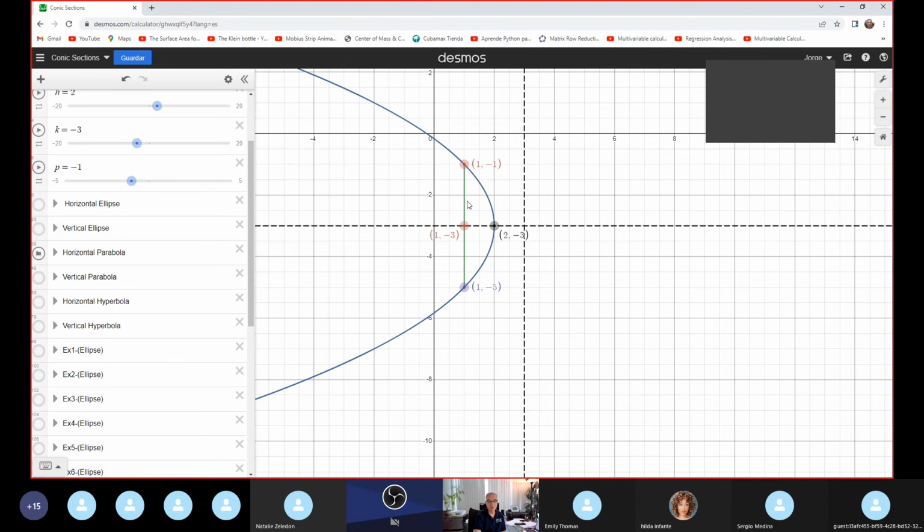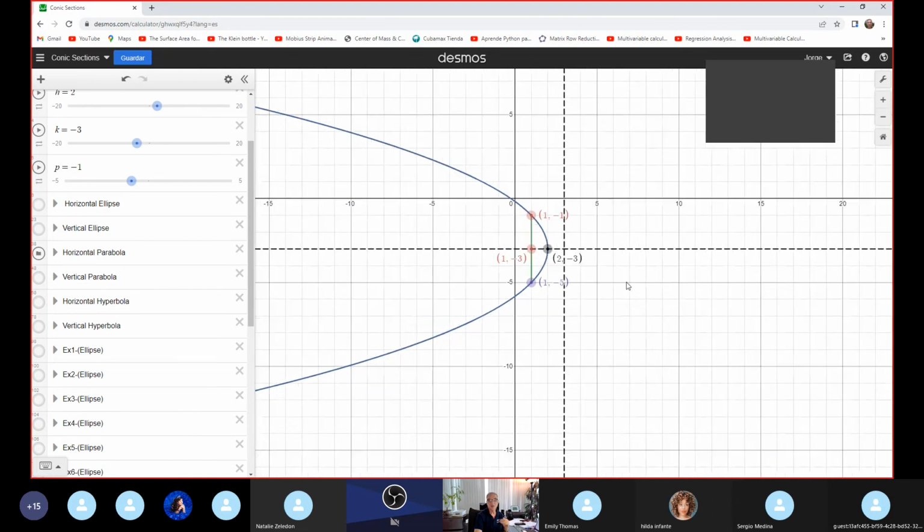This is the focal diameter. This distance is only 4, no? 2 plus 2, 4. And this is the directrix, the line x equals 3. Look, because 2 plus 1 is 3. And the axis of symmetry splits the parabola into equal parts. It is the horizontal line y equals -3. Take a look.